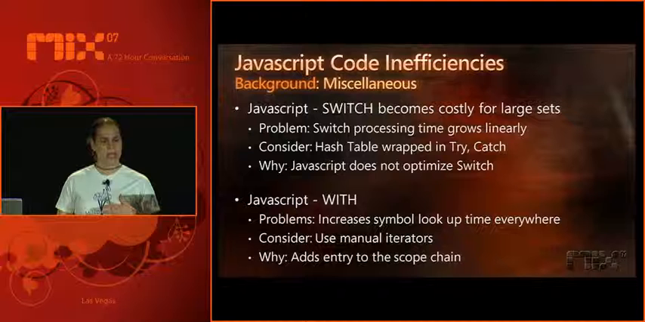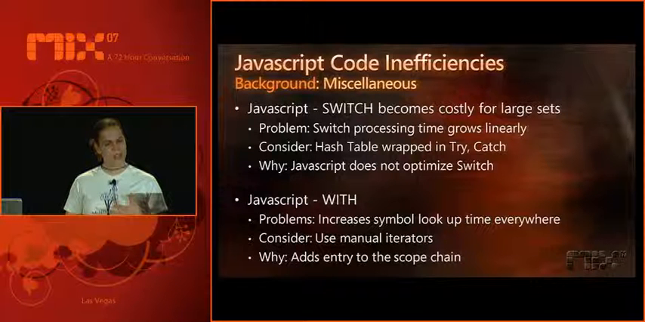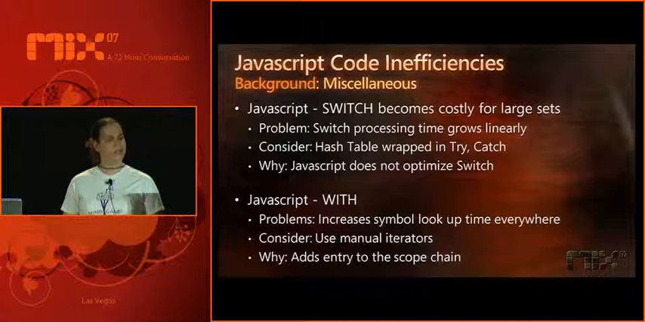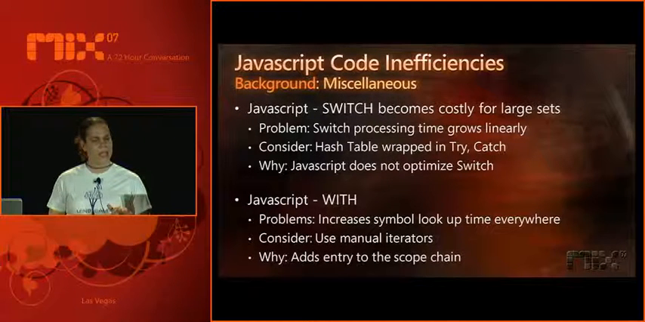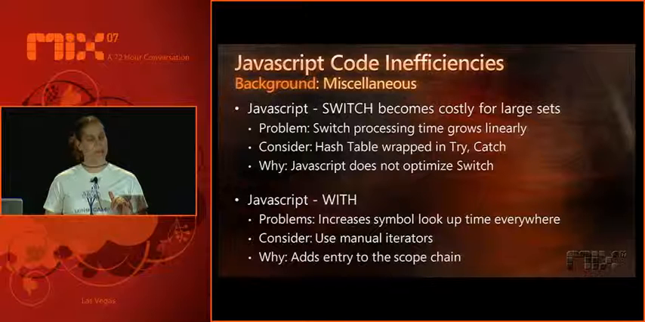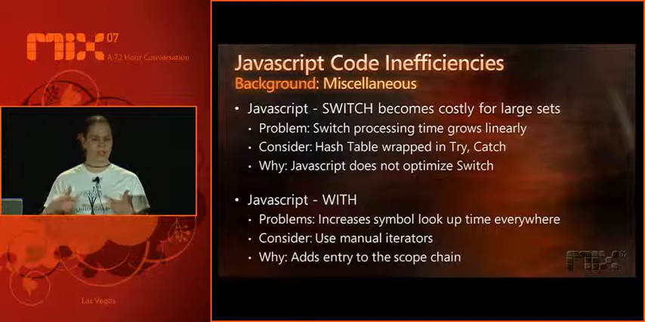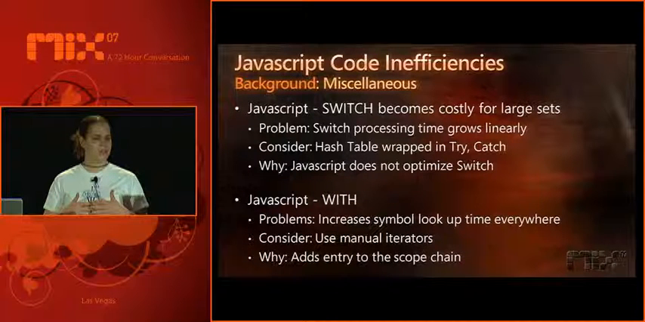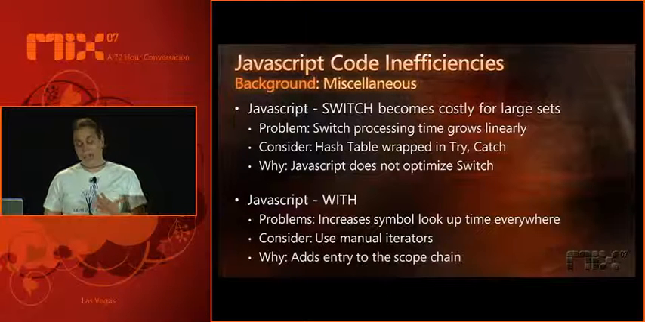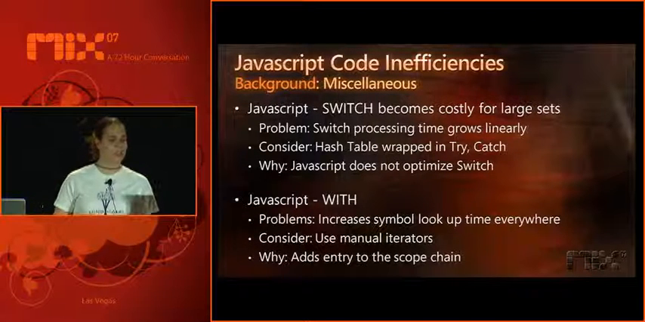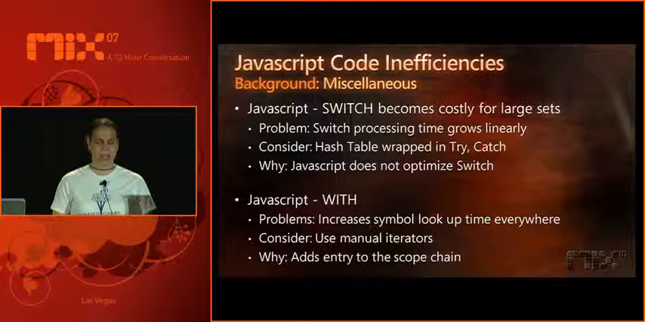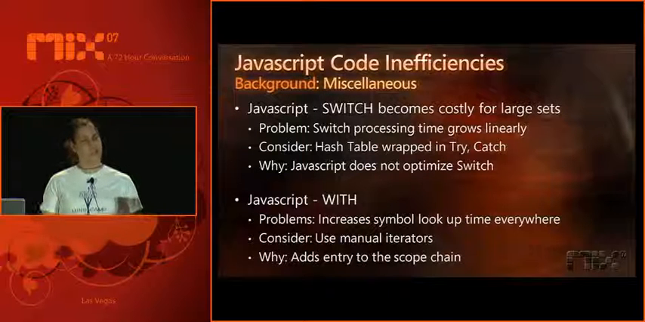Admittedly, it is an elegant construct. It's easier to see and to read. But you could consider using your own hash table and having a single data type that you're using as the basis for your switch. By doing that, you at least avoid the conversion, and you don't have sort of this linear growth. It's much more efficient. And the reason why this is happening is JavaScript's an interpreted language, and at this point doesn't have an optimization for switch. The other interesting one is with.